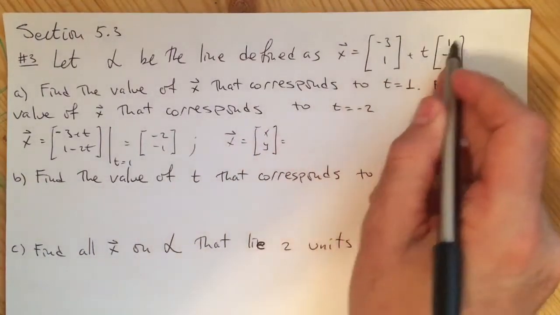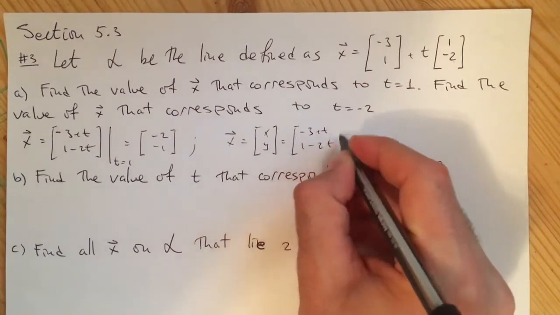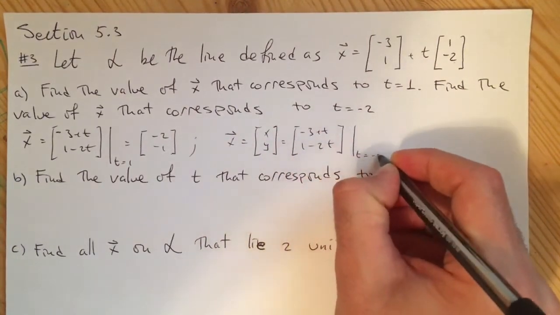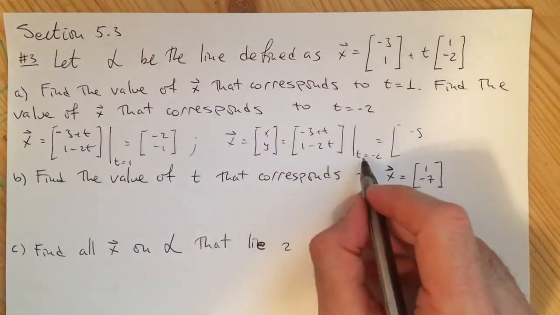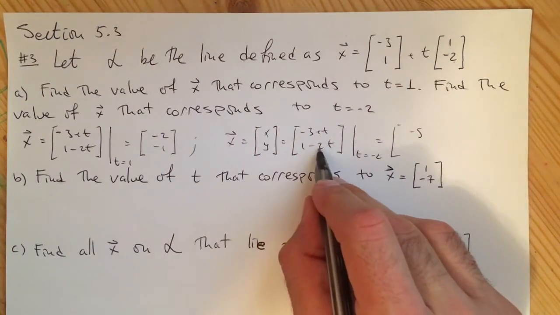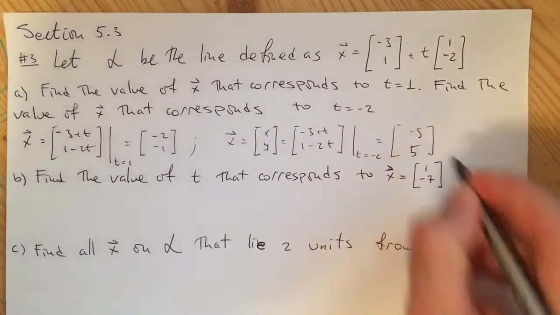So that's (x, y), right? x is -3 + t, and y is 1 - 2t. When t is equal to -2, we get -3 + t is -5, and y is how much? 1 plus 4 is 5.